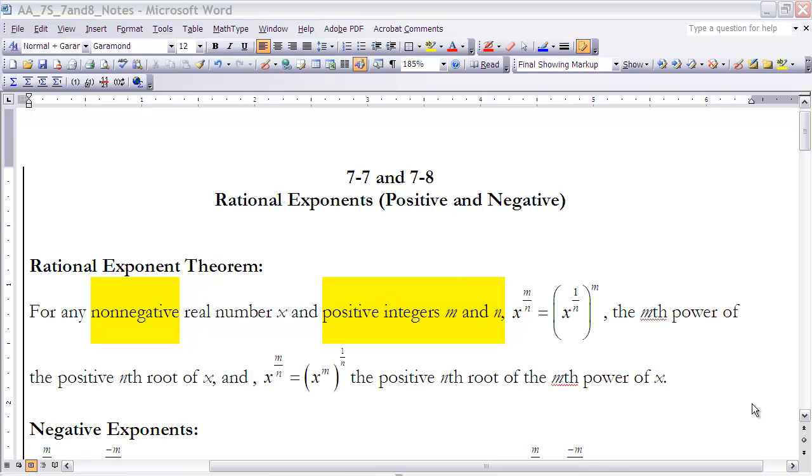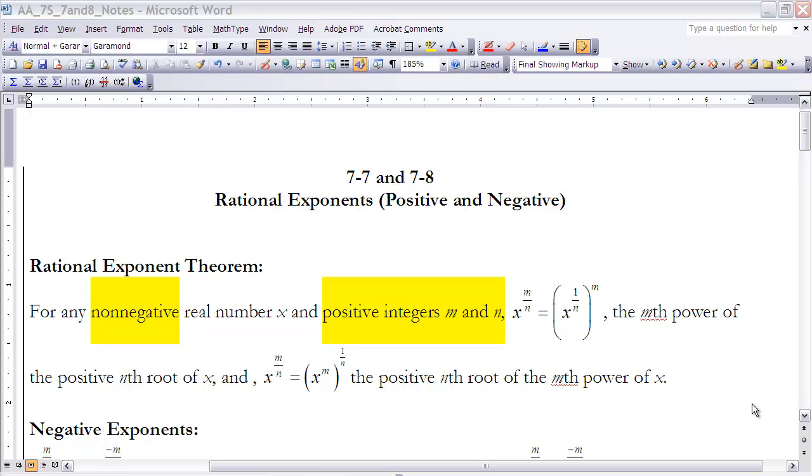Alright, these are the notes for sections 7.7 and 7.8, rational exponents, both positive and negative. We're going to do these two sections together because they go very well together, and I think that sometimes it's just easier to see this whole thing if we look at both positive and negative rational exponents together. If you haven't done so already, make sure that you read 7.7 and 7.8 before continuing on with this video.